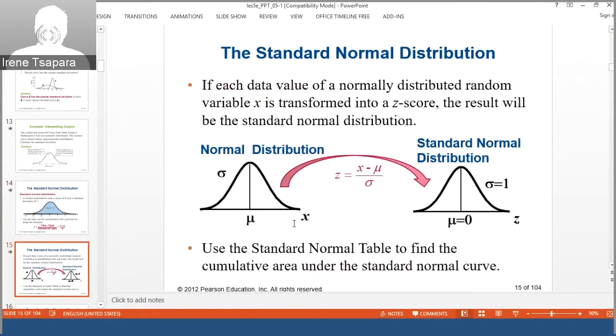So this is what we do. We start with a normal distribution with mu and sigma. We take the formula to translate any x value into the standard normal distribution, and we get the information here from the z-score table.